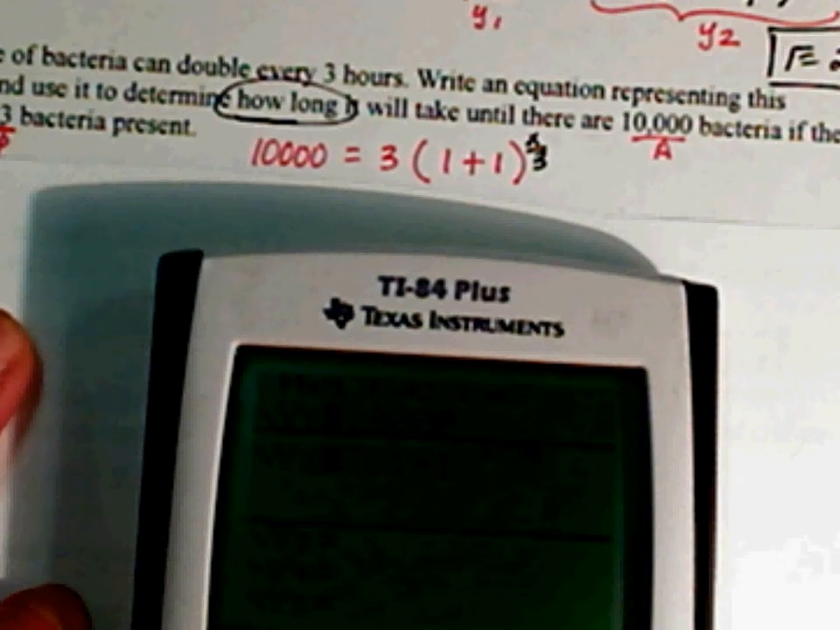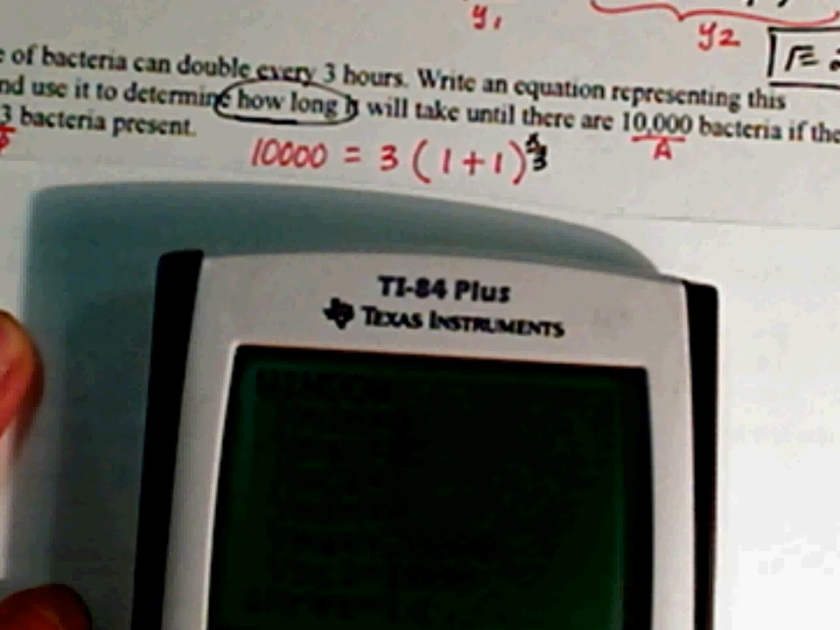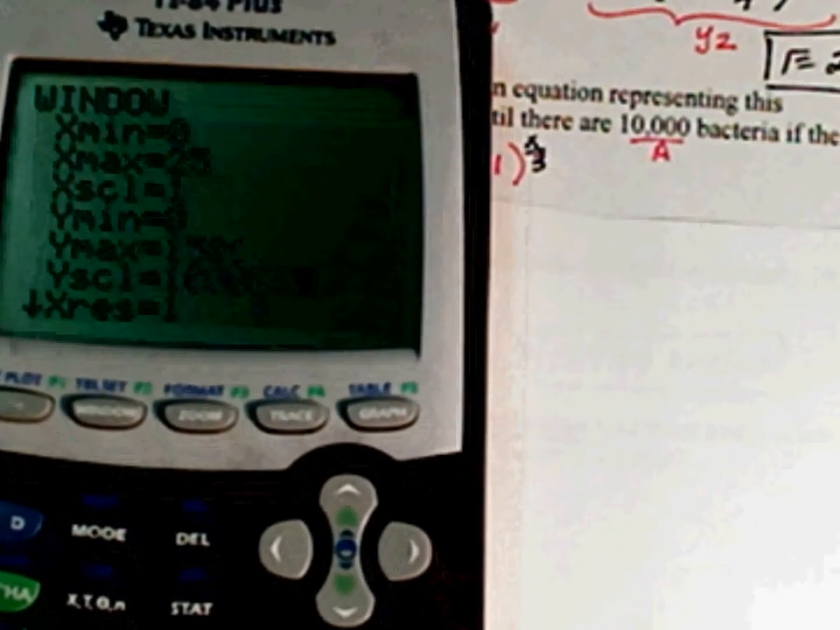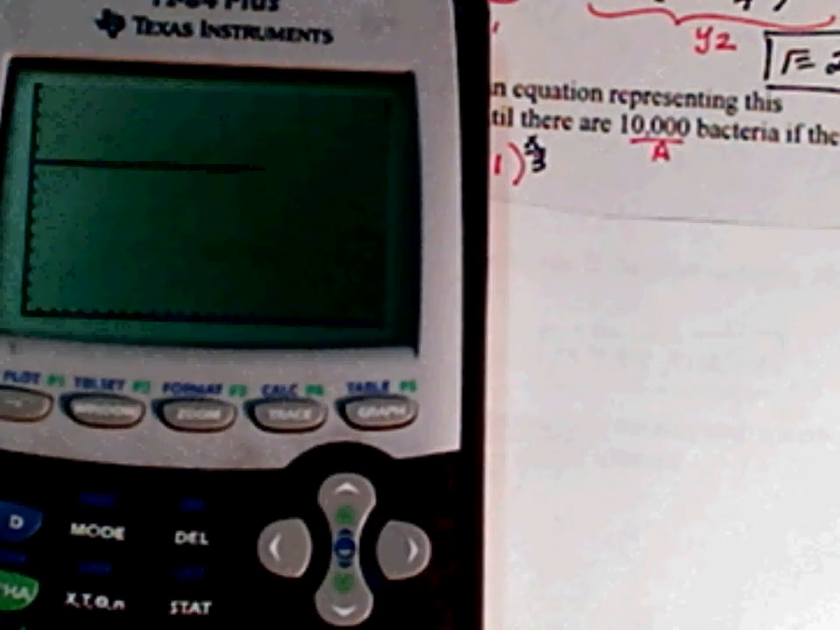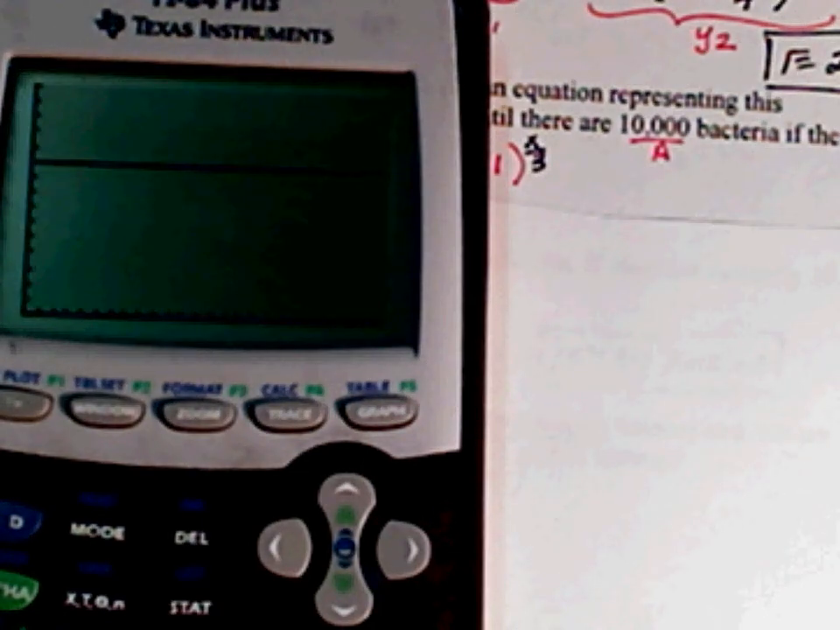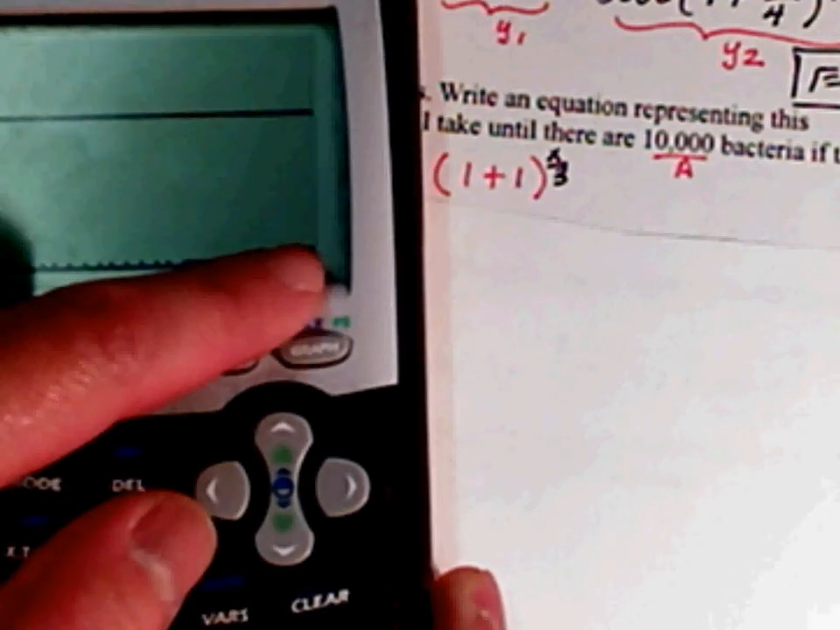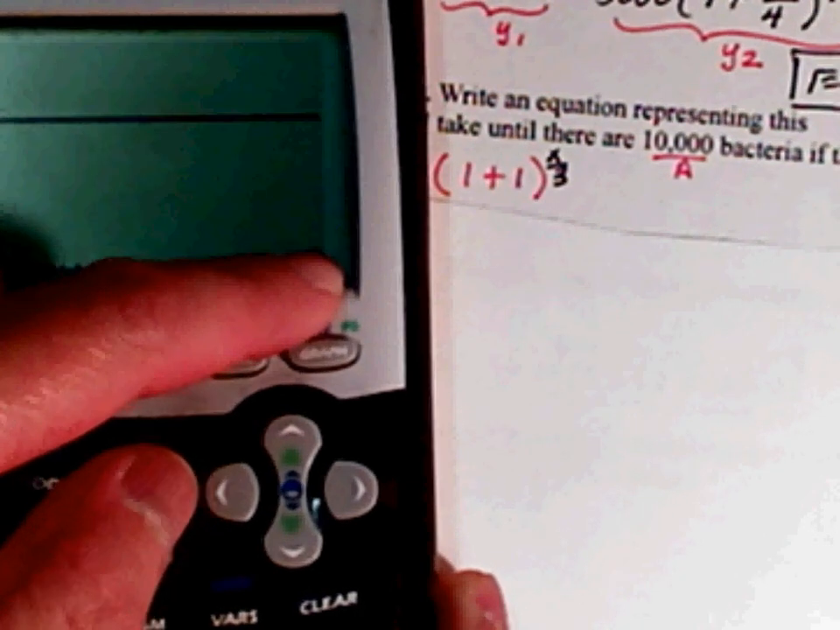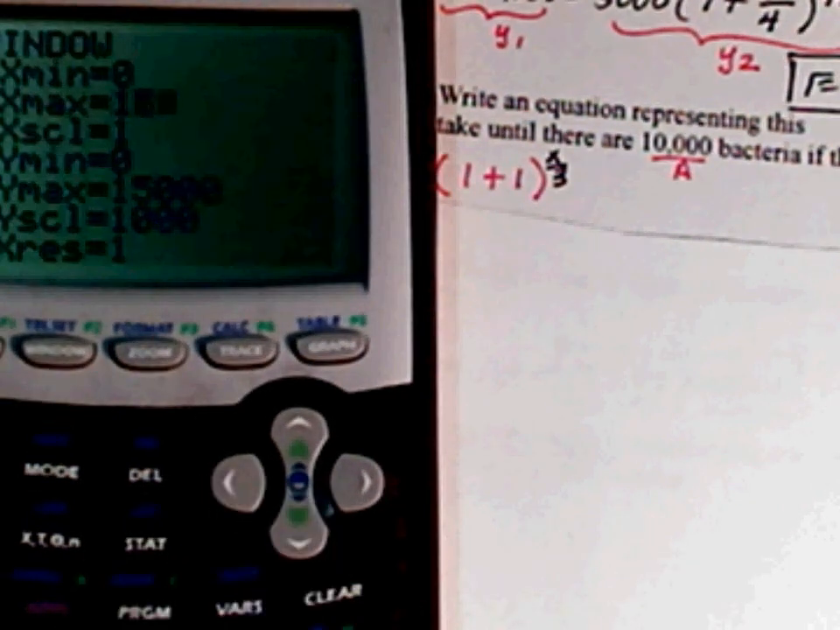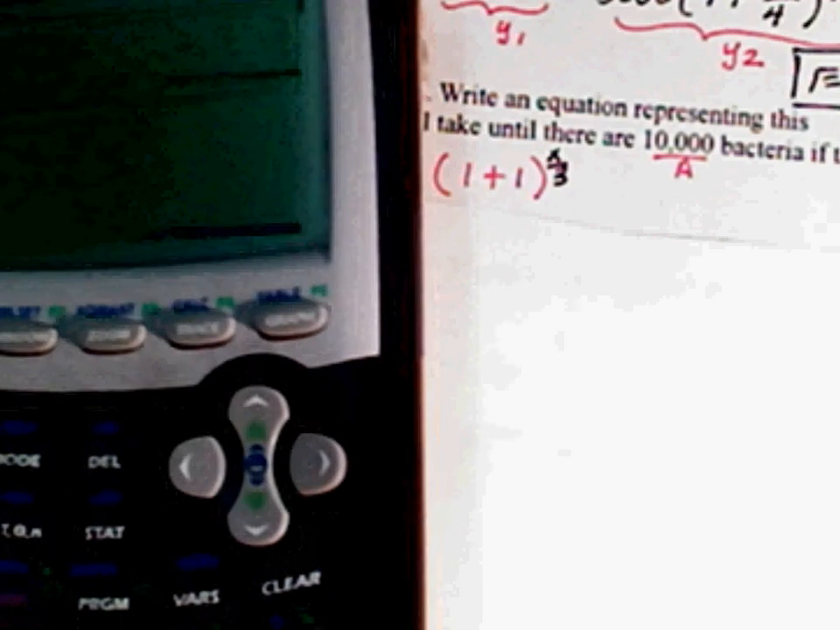Now, I'm going to go to my window. I'm looking for how long. I think I'll stick with 25 just in case. But the highest number is 10,000, and I don't want to go too high, so we'll put it at 15,000. Okay? And hit graph. Do you guys see how it's way down here? Maybe my x value is not far enough. Go to your window. Change that to 100. Can you see it better now? Very good. So sometimes you have to play with that.